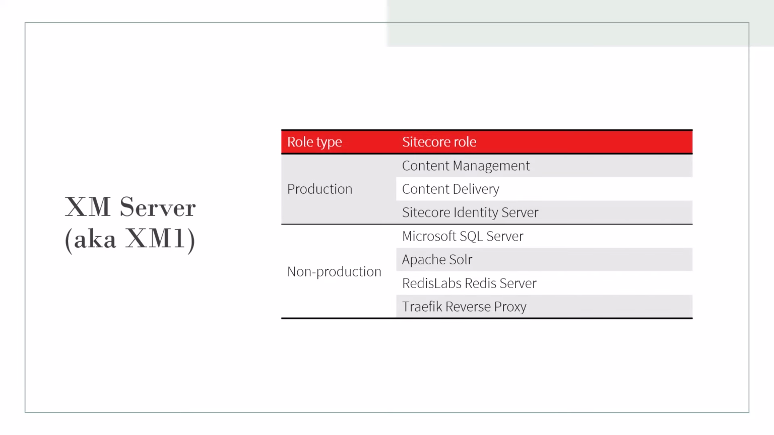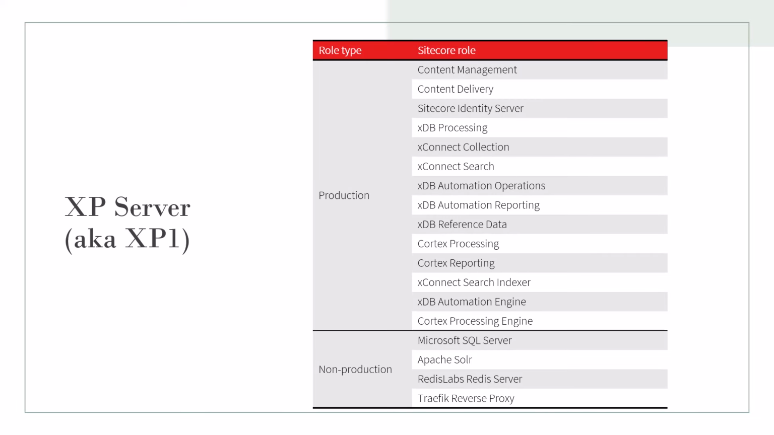The Sitecore Experience Manager server for Docker topology, also known as XM1, is suitable for use in both production and non-production environments. And the Sitecore Experience Platform server for Docker topology, also known as XP1, is suitable for use in both production and non-production environments as well.